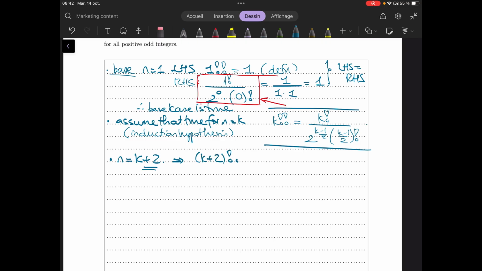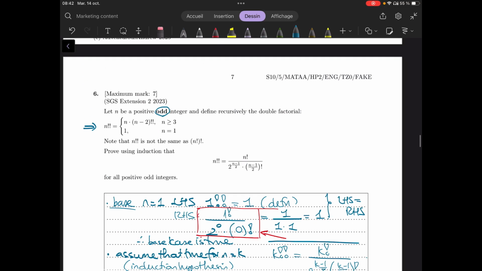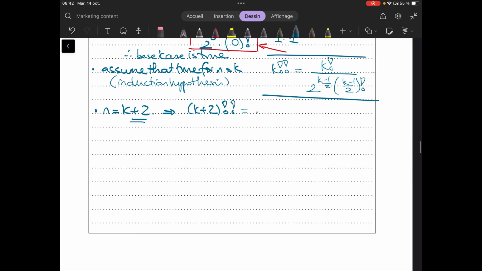So, k plus 2 double factorial, using the definition, this is equal to k plus 2 times k plus 2 minus 2 double factorial. Using the induction hypothesis, we can simplify our expression a little bit.